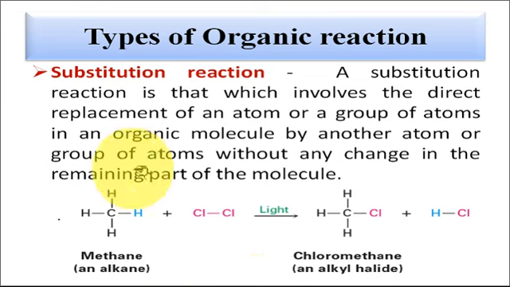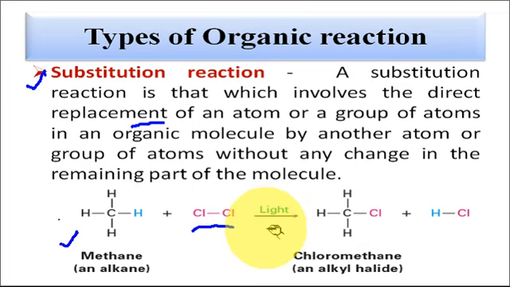Second type of reaction is the substitution reaction. A substitution reaction is that which involves the direct replacement of an atom or a group of atoms in an organic molecule by another atom or group of atoms without any change in the remaining part of the molecule. For example, when attack of chlorine takes place on the methane in presence of sunlight.